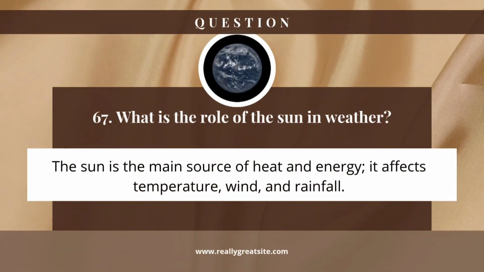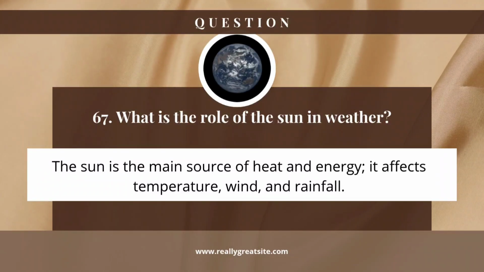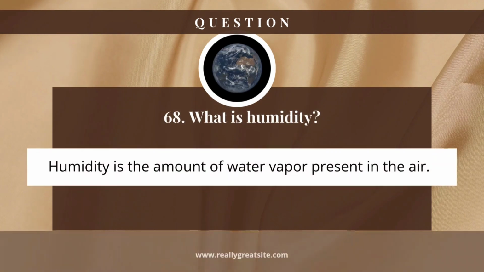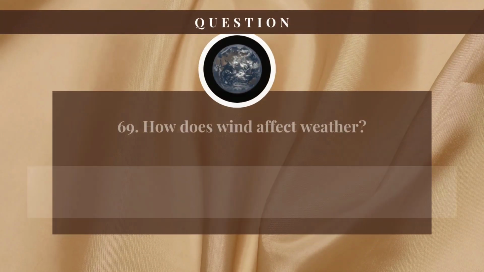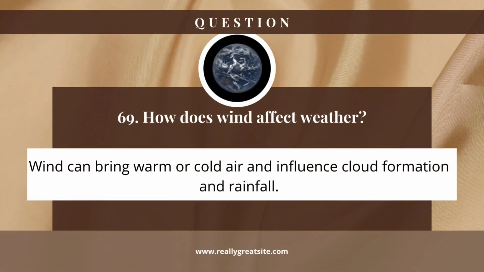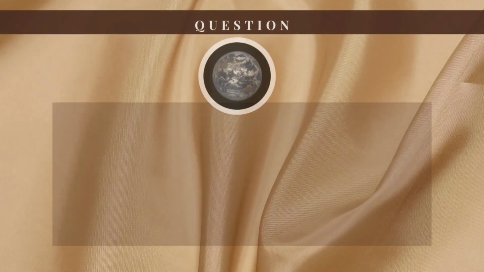67. What is the role of the sun in weather? Answer: the sun is the main source of heat and energy. It affects temperature, wind, and rainfall. 68. What is humidity? Answer: humidity is the amount of water vapor present in the air. 69. How does wind affect weather? Answer: wind can bring warm or cold air and influence cloud formation and rainfall.